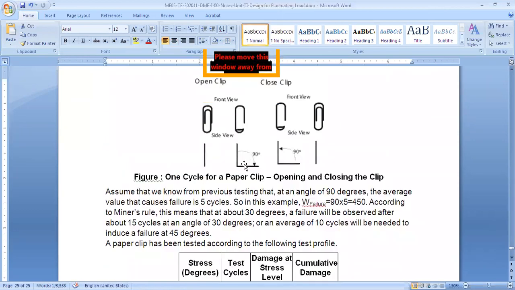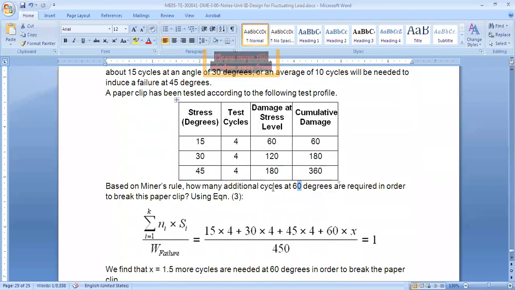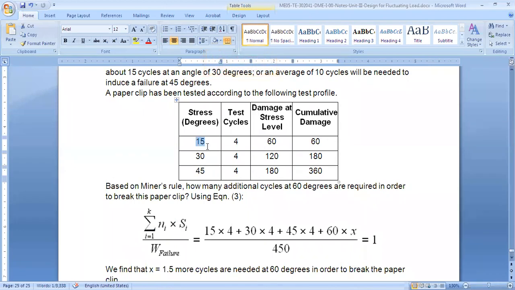I have a paper clip which, if I rotate or turn it by 90 degrees, I have to use 5 turns or 5 attempts. So total is 450. Initially I turned it only by 15 degrees four times, so total angle becomes 60. Okay. Then I turn it by 30 degrees four times, so total angle becomes 120. Then I turn it by 45 degrees four times, total becomes 180. So the total of this is 180 plus 120, 300, 360. So total turn I have is 360.